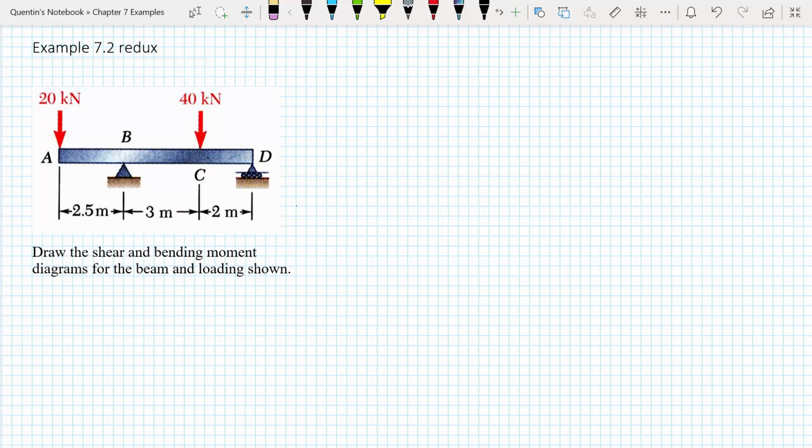Okay, let's look at this example 7.2 again, but this time let's use some of the lessons learned, if you will, that we've gained from this. One of the things that we've learned is that the shear is constant value between concentrated loads, right? And we showed that.